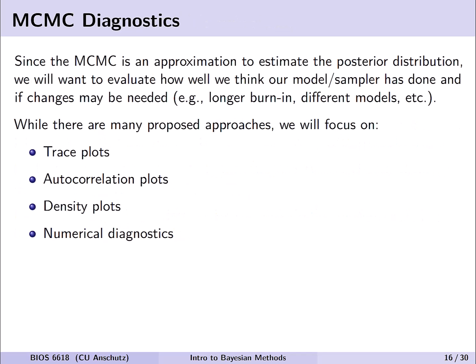One of the things about MCMC, because this is an approximation to estimate our posterior distribution, is that we'll want to evaluate how well we think our model and sampler have done, or if changes might be needed. For example, maybe we need to adjust for a longer burn-in period, we need to specify different models, or look at different approaches. While there are tons of diagnostic strategies out there, we're going to focus on just a few in today's lecture that we see listed here, and we'll walk through them in the following slides.